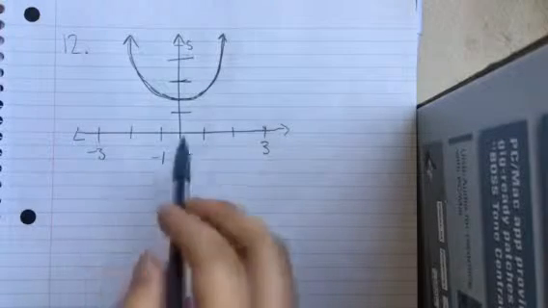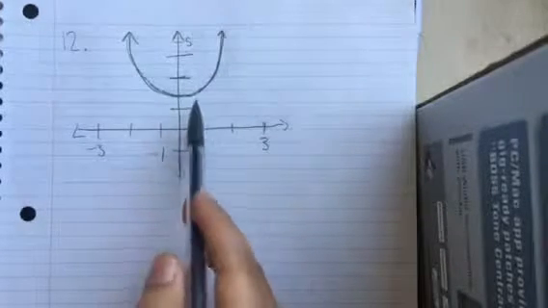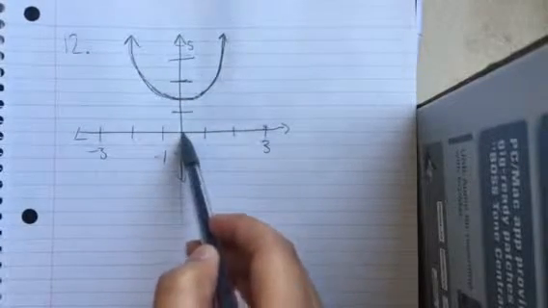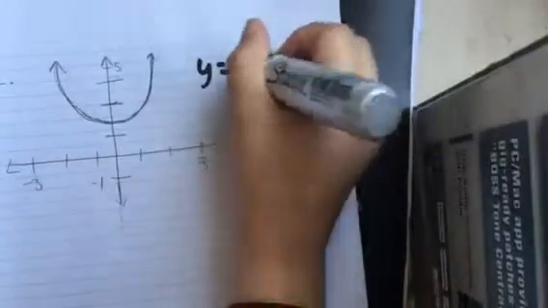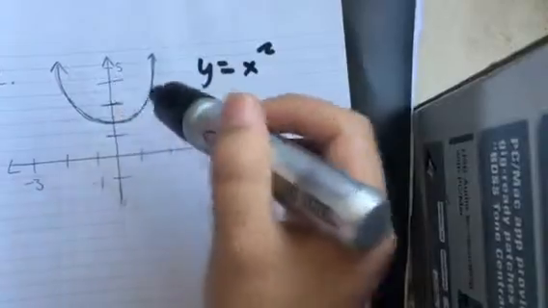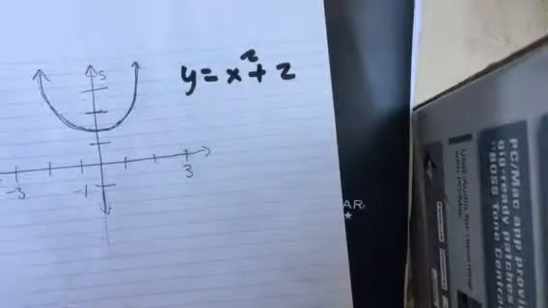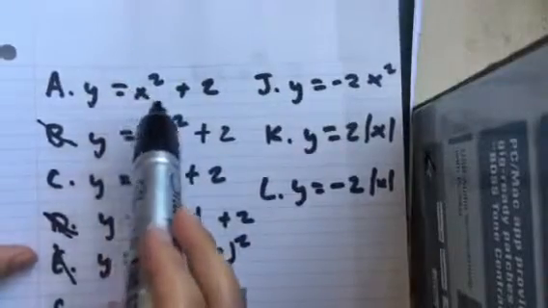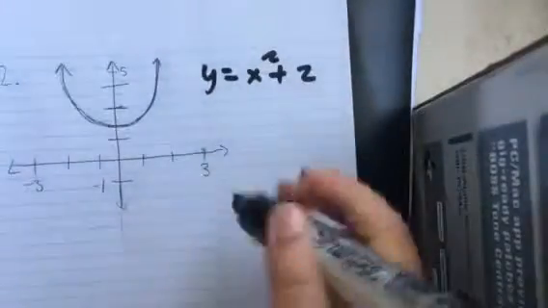For 12, it is a parabola, and it's a little bit fatter. It's not at the origin, and it moved up. So it would be y equals x squared, and it moved up, so it's plus 2. We go back to the answers: y equals x squared plus 2. It is A. So 12 is A.